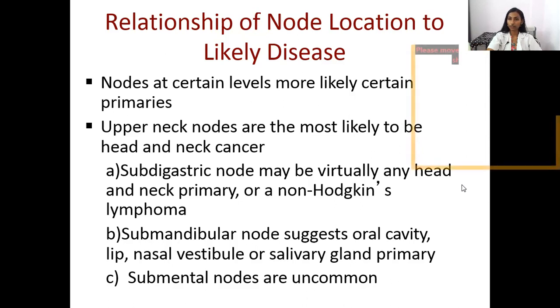So this is why the level of the lymph node is important. When it's a subdigastric node, it can for sure be a head and neck primary, or it can be a non-Hodgkin's lymphoma. While if it's a submandibular node, it could suggest an oral cavity, lip, nasal vestibule, or salivary gland primary. Submental nodes are again uncommon.